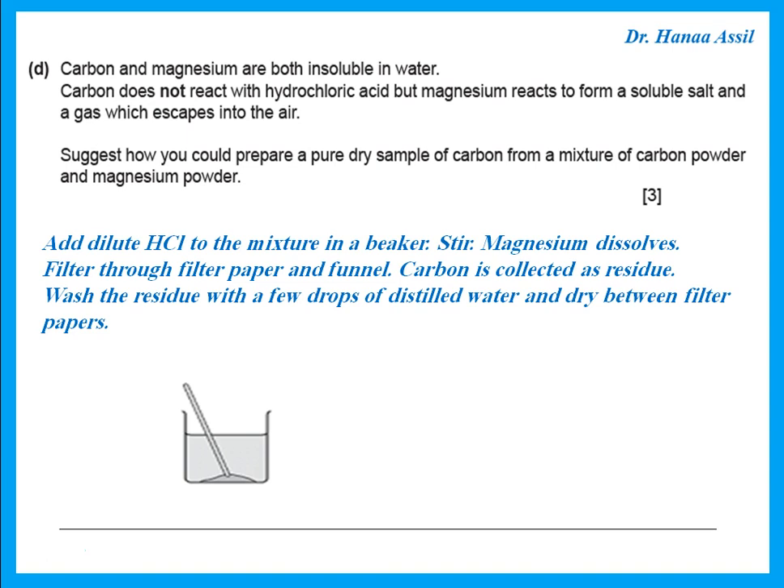And then when I do that, the magnesium dissolves and I'm left with the carbon at the bottom of the beaker. So how do I get the carbon? I filter through filter paper and funnel. The carbon is collected as residue. Then he wants pure dry sample. So I have to say wash the residue with a few drops of distilled water, dry between filter papers.